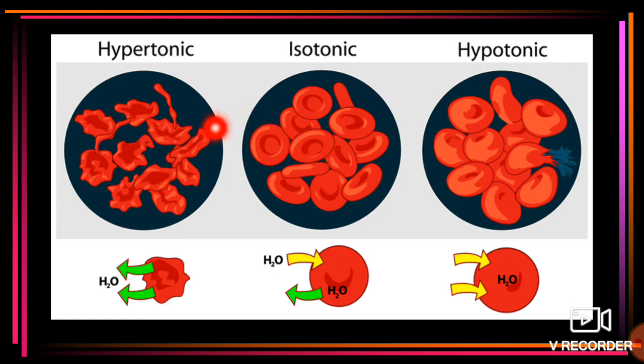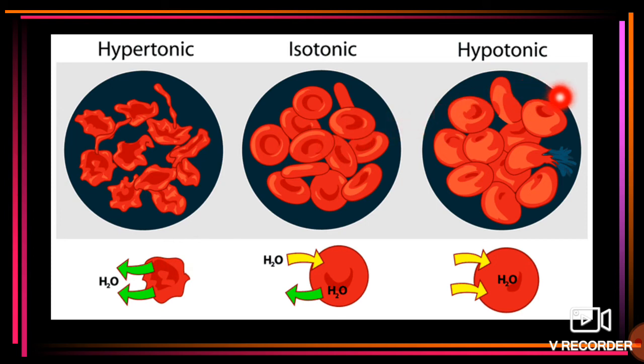And if you come to the hypertonic solution, what will happen? Water will go outside. Why? Because water is less in the solution and high in the cell. You know that water moves from its higher concentration to the lower concentration. So the cell will have a high amount of water compared to the solution, so it will leave the cell and it will result in the shrinkage of the cell.